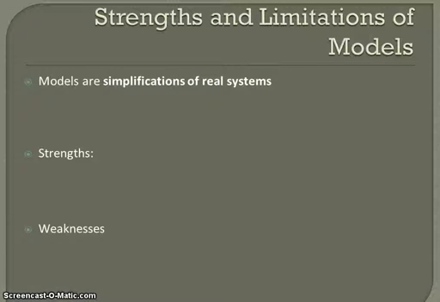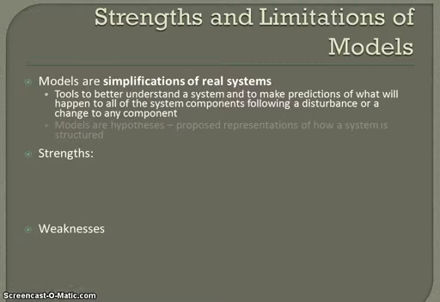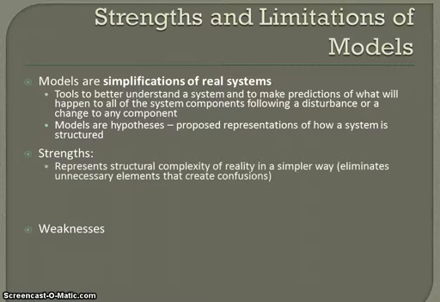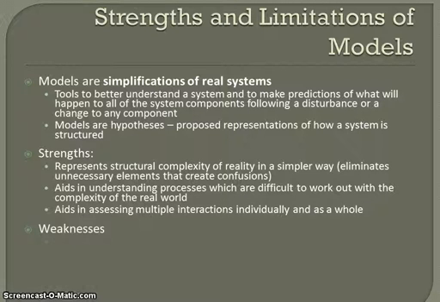So models are helpful because they are simplifications of real systems and they help us make predictions. They are hypotheses. Because they are just a model, they give us just a prediction of what will happen. And one way models are helpful is that it simplifies and takes out some of the unnecessary elements when we are analyzing a system. It can make things easier to understand and process that are complex in the real world.